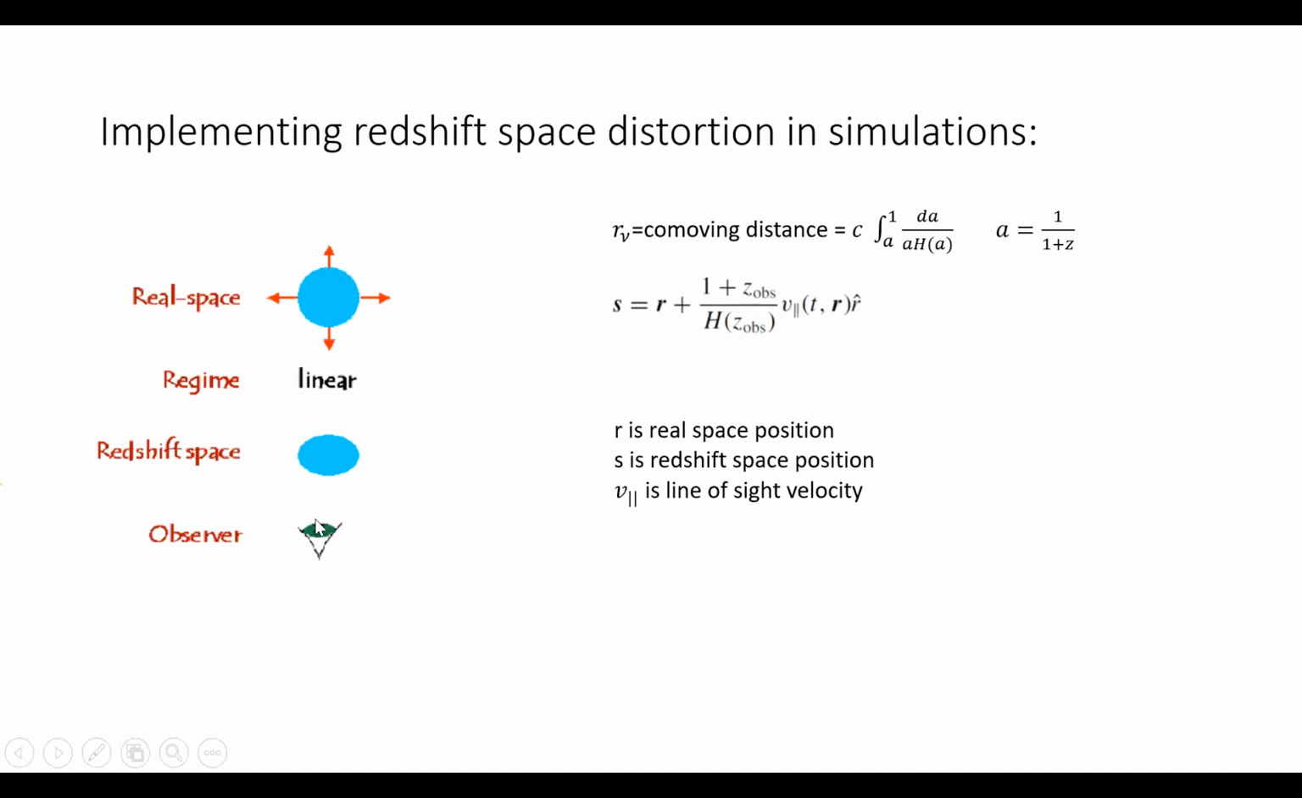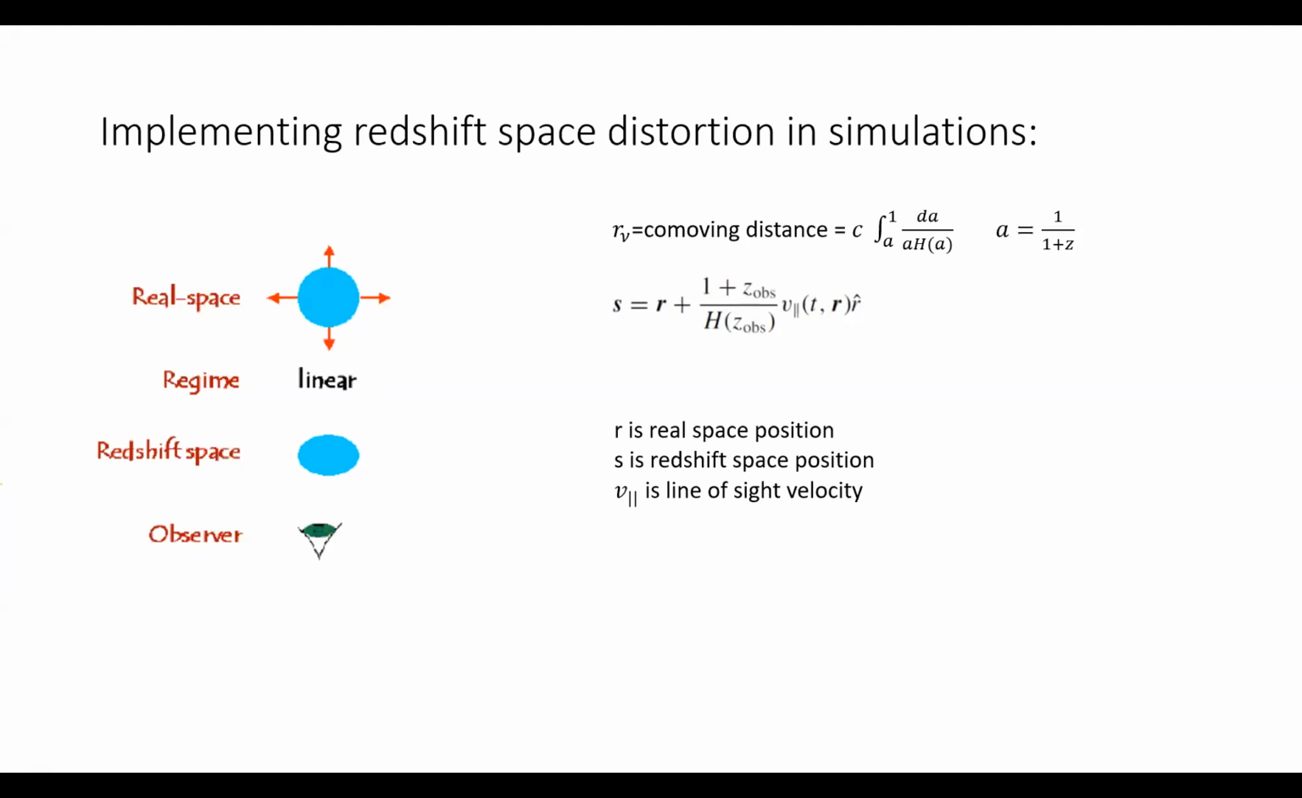Your density will be enhanced. Things are getting compressed into a smaller volume, but the same mass, so it will be enhanced in density. And that means your fluctuations will be enhanced. So your power spectrum will be more, basically, the dark matter power spectrum. And this is called the famous Kaiser effect.